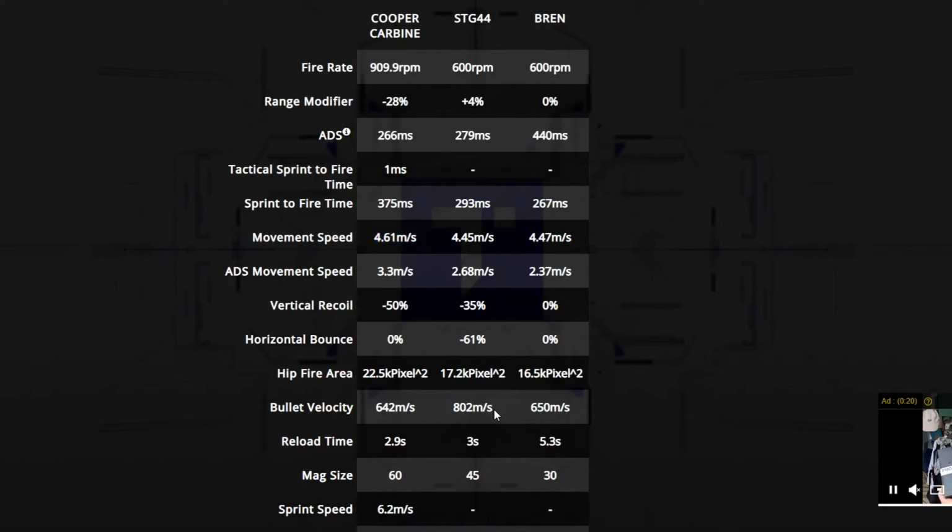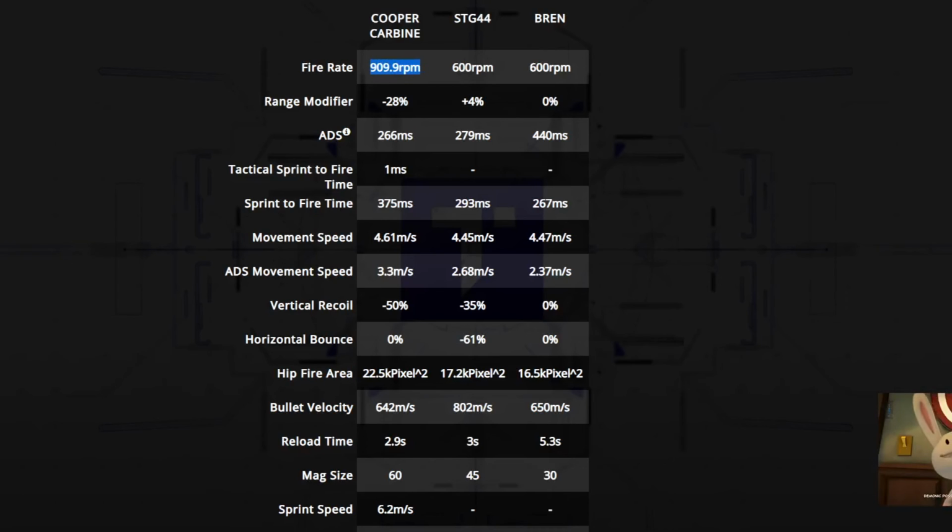And now we're gonna take a look at the bullet velocity. The STG has a significant advantage when it comes to bullet velocity. But even though the STG has a better time to kill at mid to long range and it has better bullet velocity, I could see why some people would prefer the Cooper Carbine over the STG as a mid to long range weapon, just because the Cooper Carbine is more forgiving, it has a faster fire rate, and it's also extremely accurate. You could even say that it has less recoil than the STG.